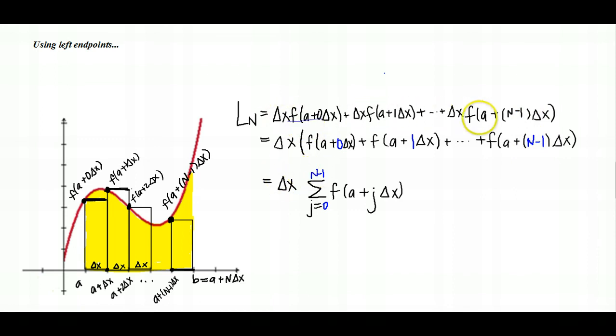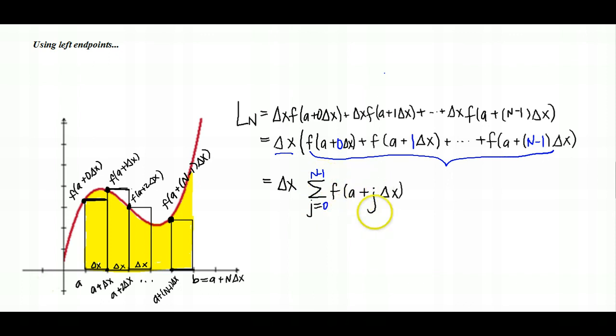Again, delta x is common in all of them, so I can factor out the delta x here, and I'll have f of a plus 0 delta x plus f of a plus 1 delta x plus all the way up to f of a plus n minus 1 delta x. And then this portion here, I'm adding terms together. They are almost the same except they incrementally increase by 1 every time, and this time my starting index is 0. So notice I have delta x times the sum of j equals 0 to n minus 1 of the exact same thing.